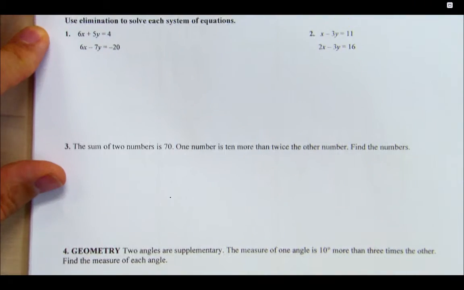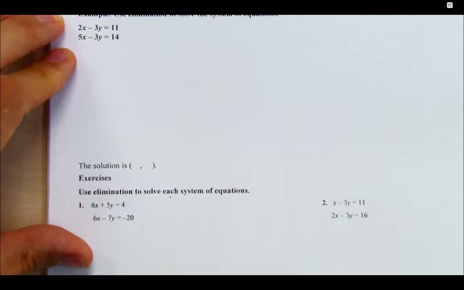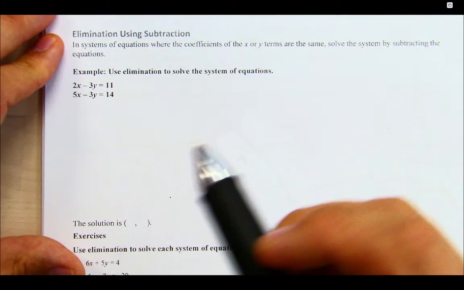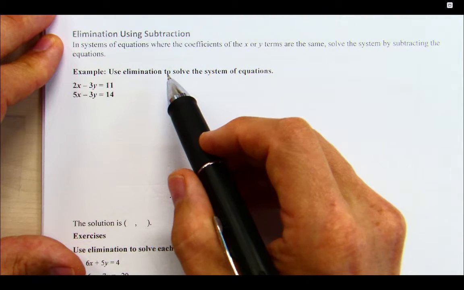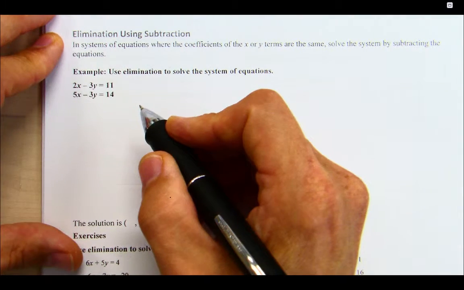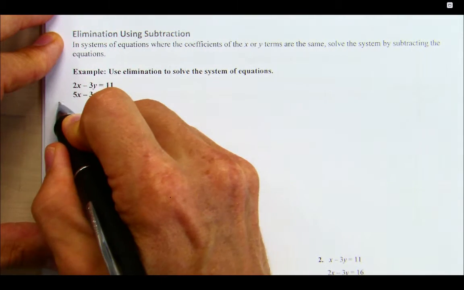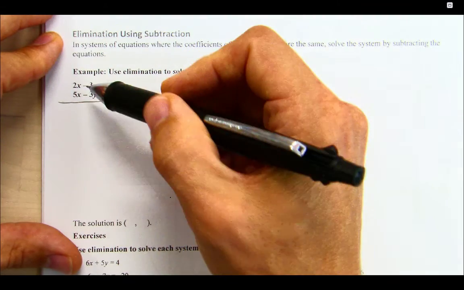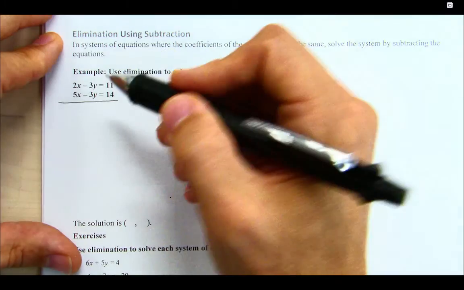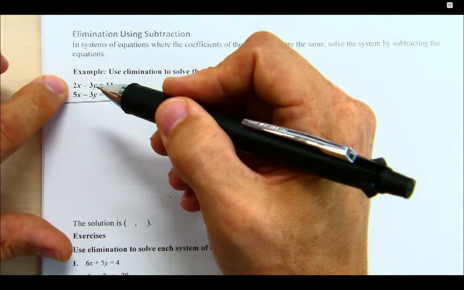So the second page here is no different than the first. It's just that instead of using addition to deal with my variable here, I'm going to use subtraction. Okay, so in this first example, I can see that 2x and 5x, if I subtract or add those, I'm still going to get an x. So that's the one I want to look for.